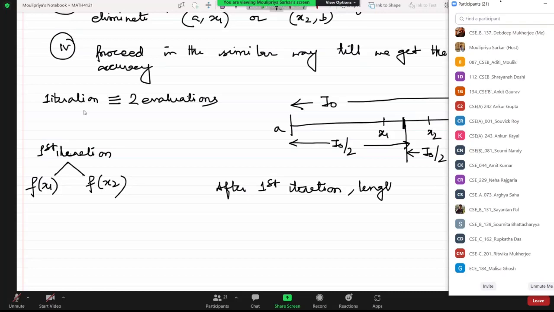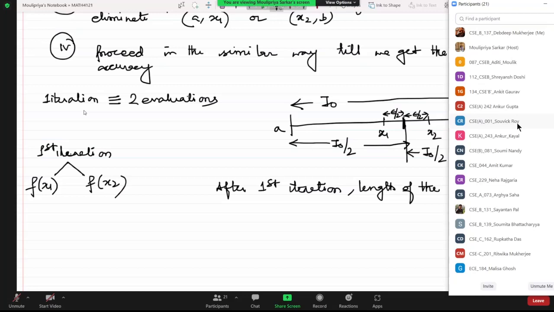I0 by 2. Pardon once again. I0 by 2, half of the interval. Are you saying I0 by 2? Yes, ma'am. Could you please think over again and answer? We are eliminating either AX1 or we are eliminating X2B. Oh, I0 by 2, I0 plus epsilon by 2.